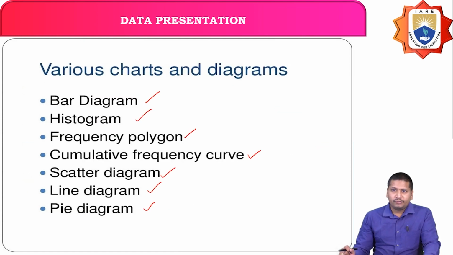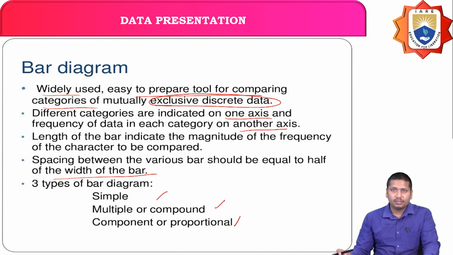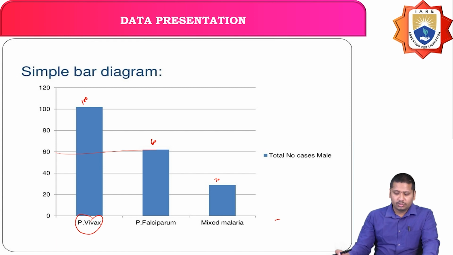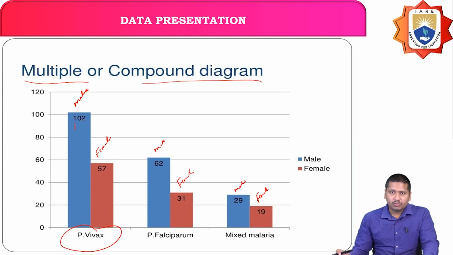So there are different types of charts and diagrams available: bar chart, histogram, frequency polygon, cumulative frequency curve, scatter diagram, line diagram, and pie diagram. The bar diagram is the most widely used diagram. It is mainly used for discrete data, and different types of bar diagrams are available, like simple, multiple, and component. A simple bar looks like this. A multiple bar is where for a single variable I can show two different characteristics.